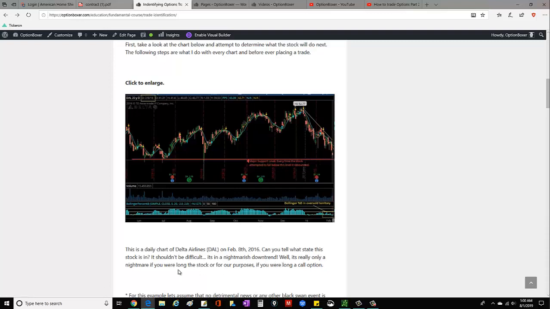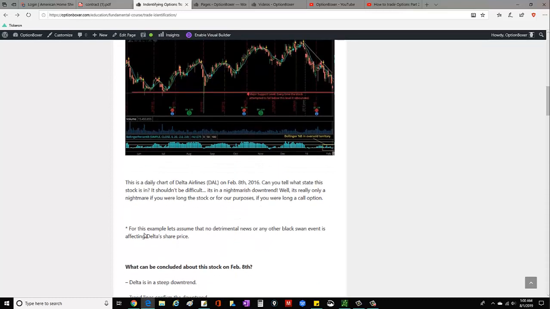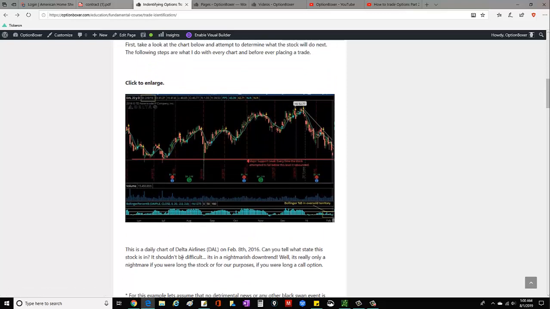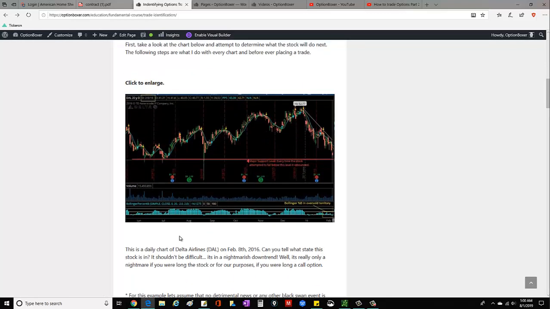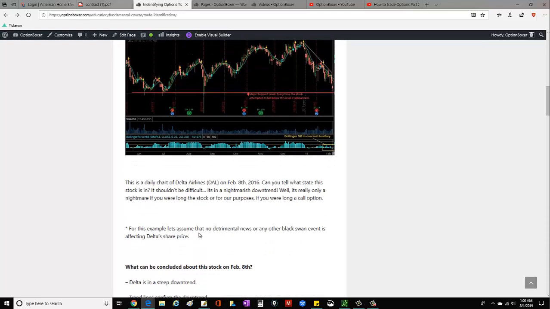Well, it's really only a nightmare if you were long the stock, which I just mentioned, or if you were long the call option. For this example, we're going to assume that no detrimental news or black swan event is affecting their share price. Delta is an airline, so a black swan event for Delta would be if someone died on their aircraft, or if they had an aircraft that crashed, or if they had malfunctions on one of their airplanes. Those could be black swan events, in addition to many other scenarios that could drive the price down at a rapid rate.